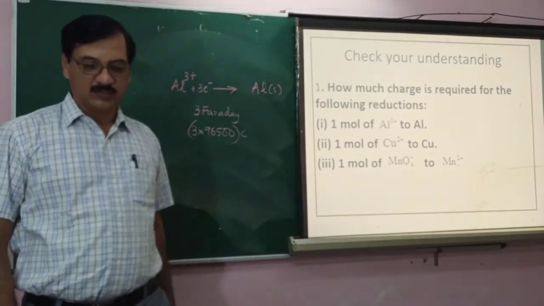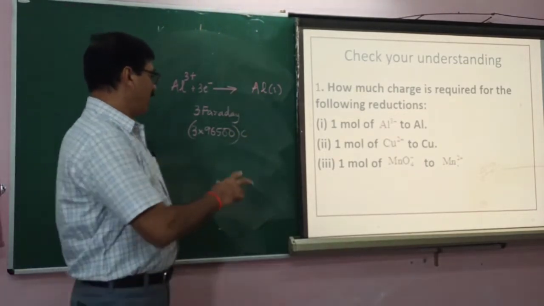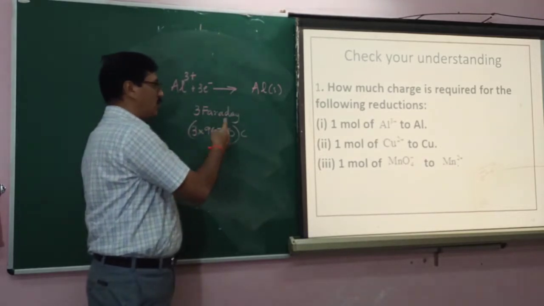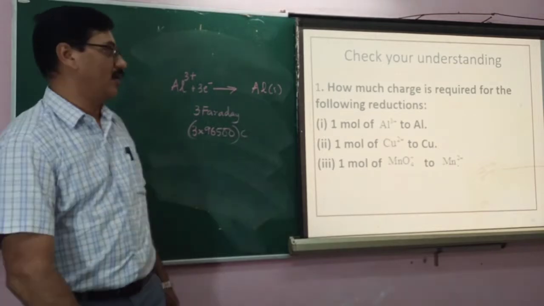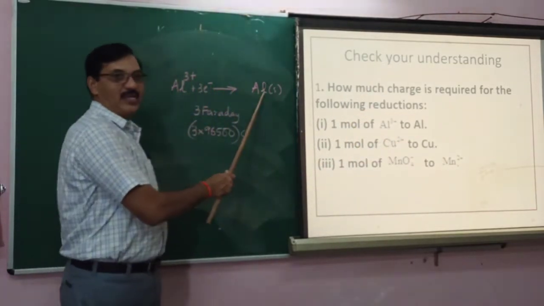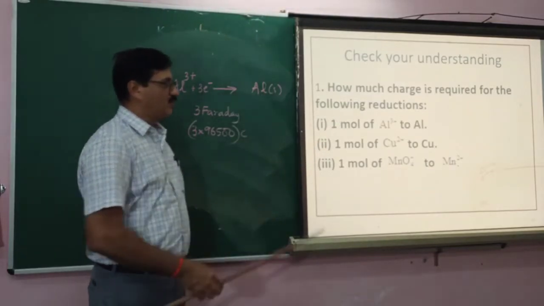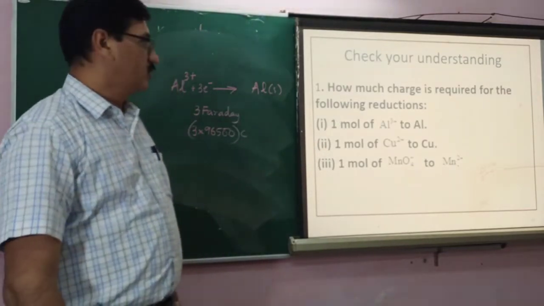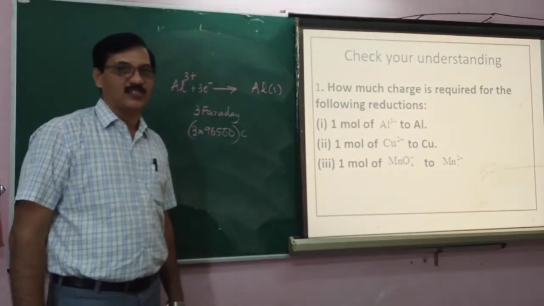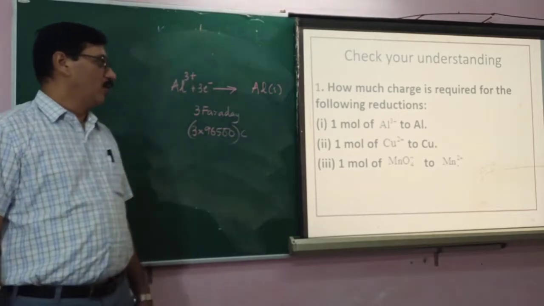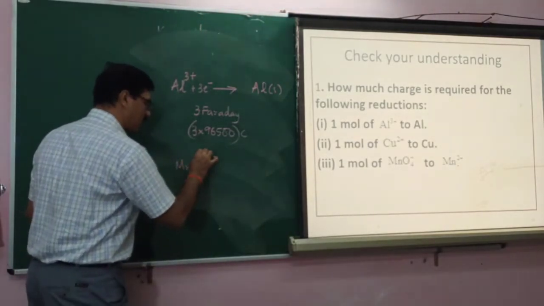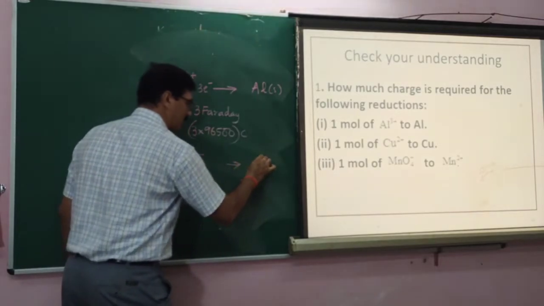1 Faraday is equal to 96,500 coulombs. Therefore, 3 into 96,500 coulombs of charge is required when 1 mole of Al3 plus is to be reduced to Al. Now, 1 mole of Cu2 plus to Cu. Needless to say, Cu2 plus takes 2 electrons, therefore 2 into 96,500. Now, MnO4 minus to Mn2 plus, if this is the question.